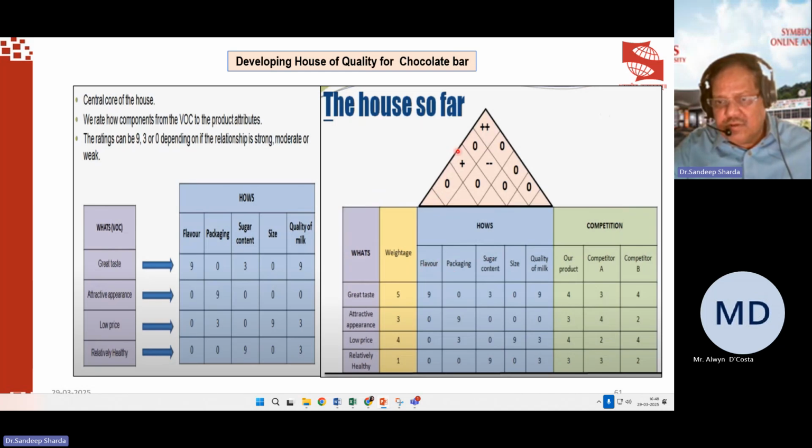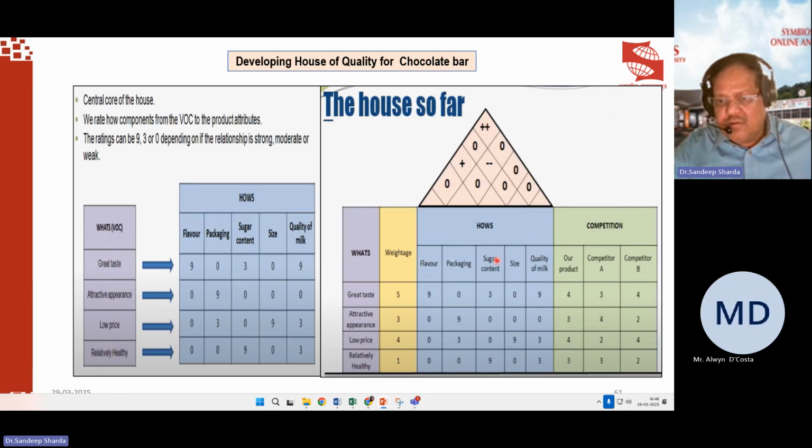Now, flavor with the sugar content, it is a positive correlation. So we are going to put the plus sign. Flavor with the size, there is no correlation. So we are going to put a 0. Flavor with the quality of milk, it is a very high correlation. So we are going to put a double plus.